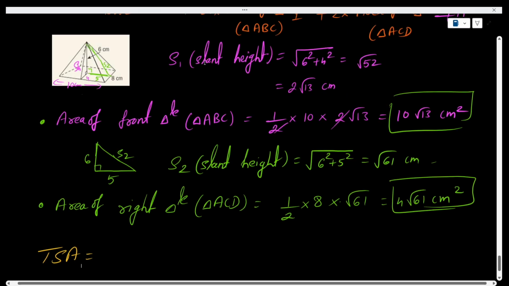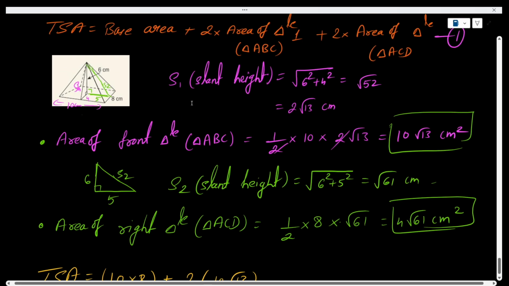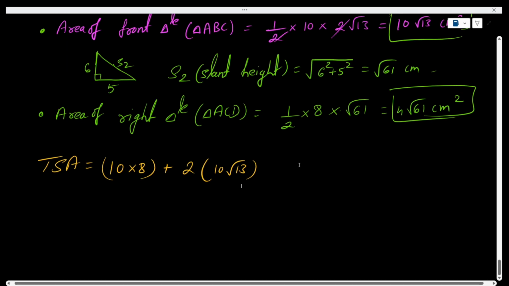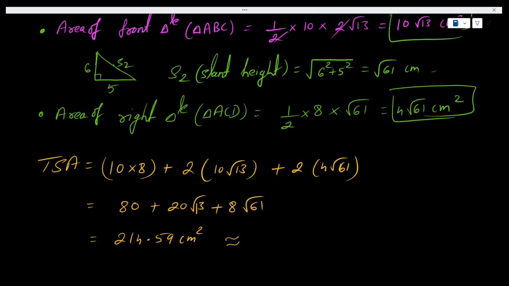Total surface area of the base is 10 times 8, because length into width, plus 2 times 10 root 13, which is the area of the front and back triangles, plus 2 times 4 root 61. Do this simplification: 214.59 square centimeters, which is 215 square centimeters if I'm taking three significant figures.